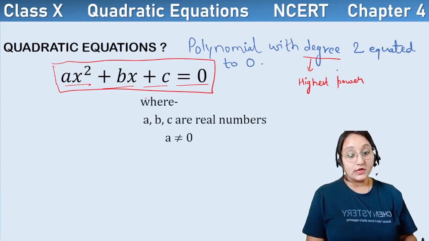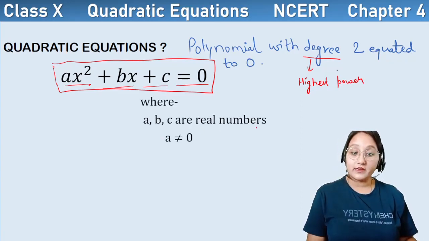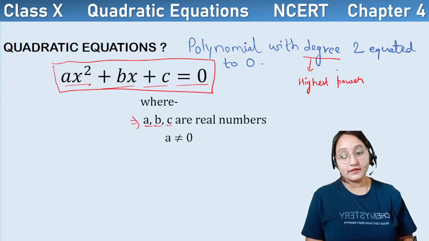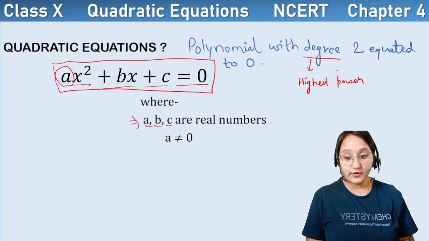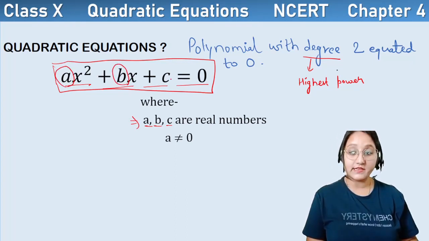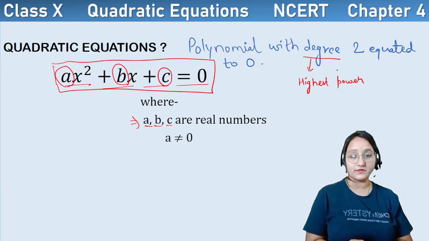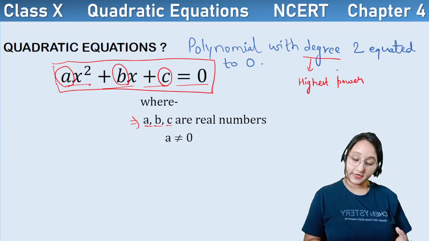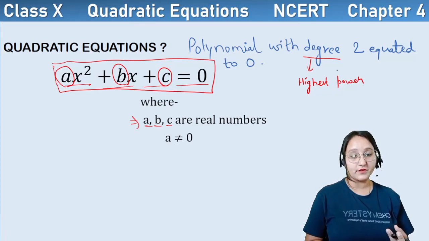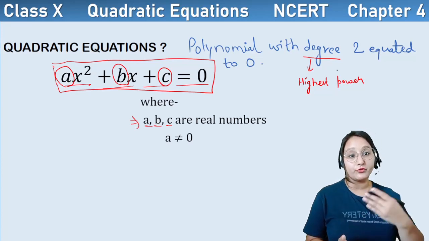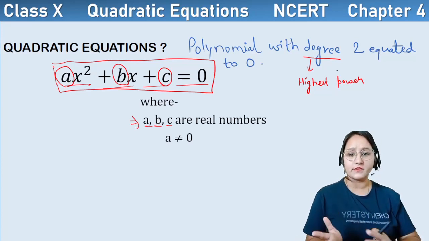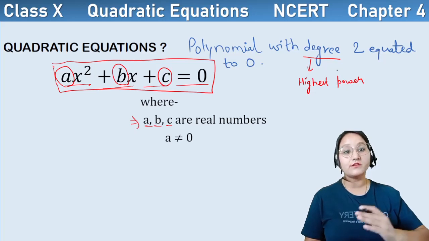What are those? a, b and c are real numbers. Now see, a, b and c are the coefficient of x square, the coefficient of x and the constant term c. All these three are always real numbers. Real numbers means these can be negative numbers, positive numbers, integers, fractional numbers, and even root numbers also. All these are categorized under real numbers.